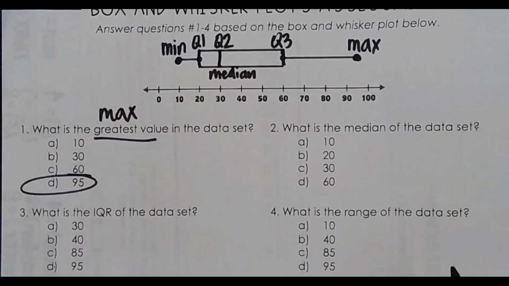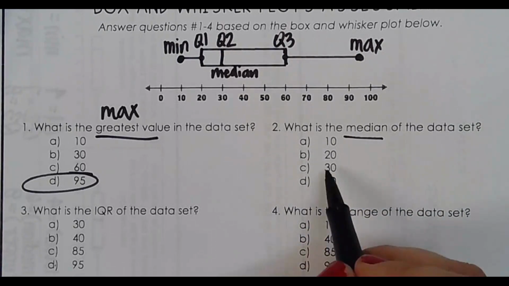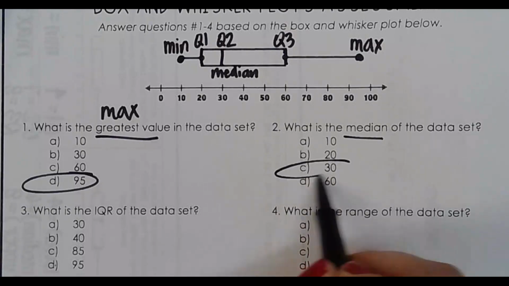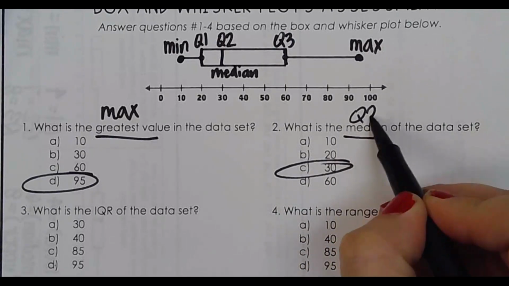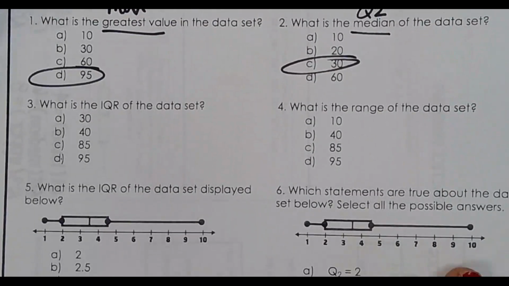Okay, what is the median? 30. What is another word for median? What could they also have asked? Q2. Or they could have said, hey, what's the measure of center instead. Because what is a measure of center? Median. Okay. And then what is the interquartile range?